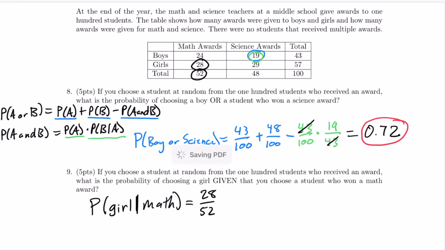And when you put that in decimal form, 28 divided by 52 ends up equaling about 53%, 53.846, but we'll round that up to 53.8. And so that would be the answer for question 9.